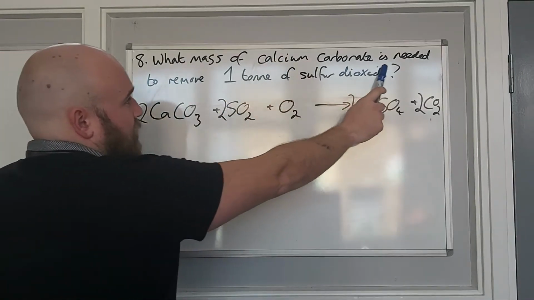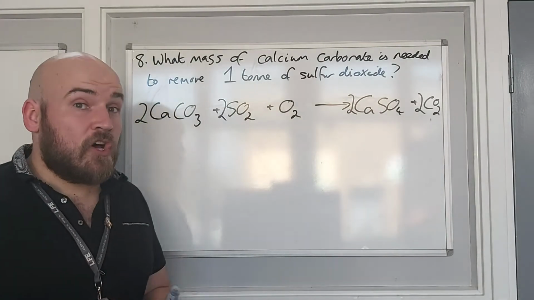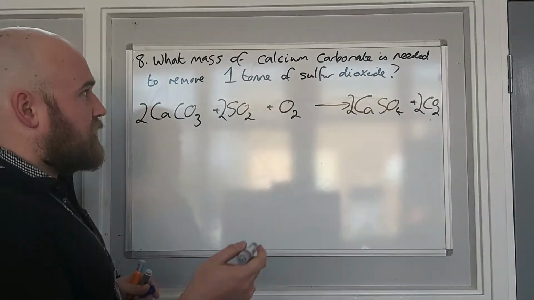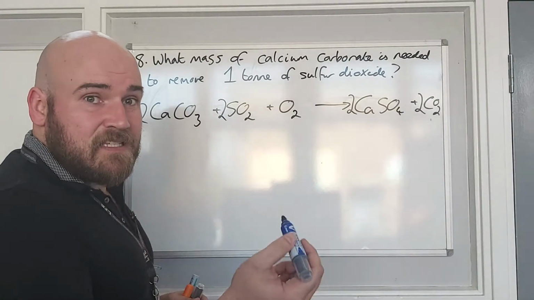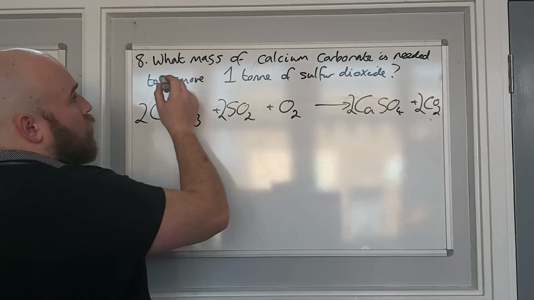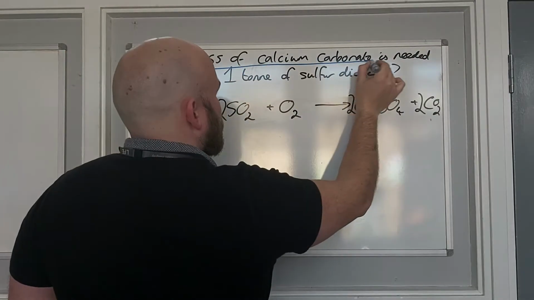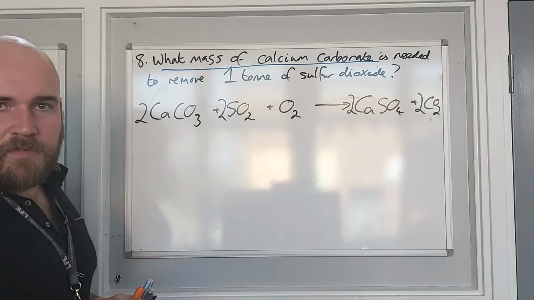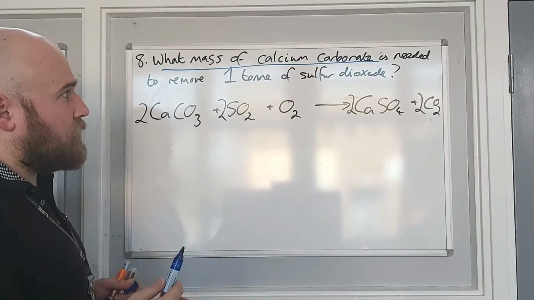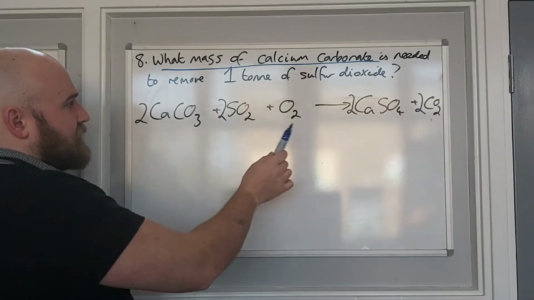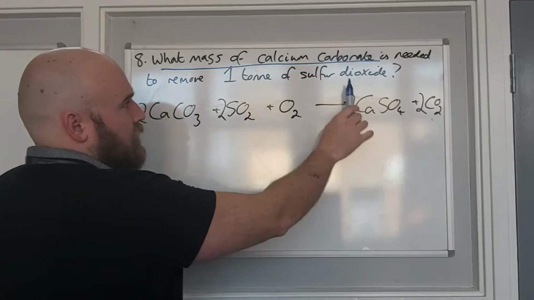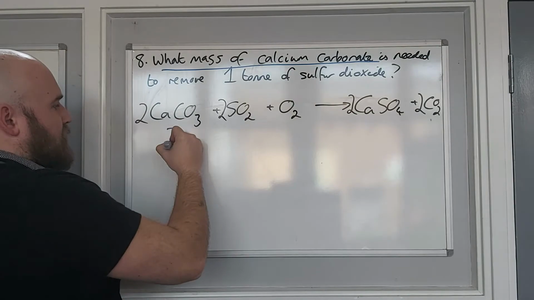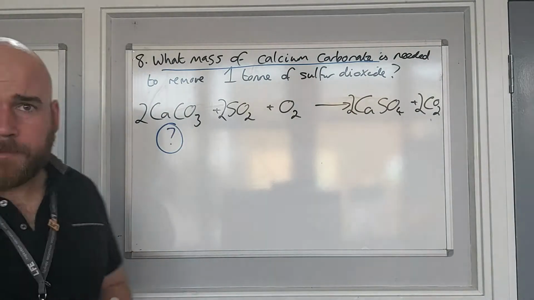What mass of calcium carbonate is needed to remove 1 tonne of sulphur dioxide? And we'll come on to what we need to do with that 1 tonne in a moment. So again, first thing is identify your question mark. So what mass of calcium carbonate, so which of these things here do you think is calcium carbonate? There is no formula, so you're going to have to try to work it out. Well, calcium means it contains calcium, so it's either going to be that one or that one. Carbonate means it's got carbon and oxygen in it, which means there is my question mark.